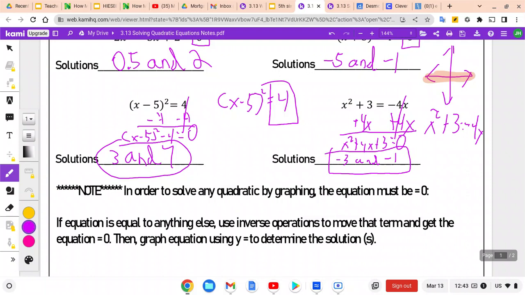So you don't actually have to change it to equal to 0. But if you're feeling comfortable with that and just looking at the x-axis, that's totally fine. The important thing is that you get the solutions.